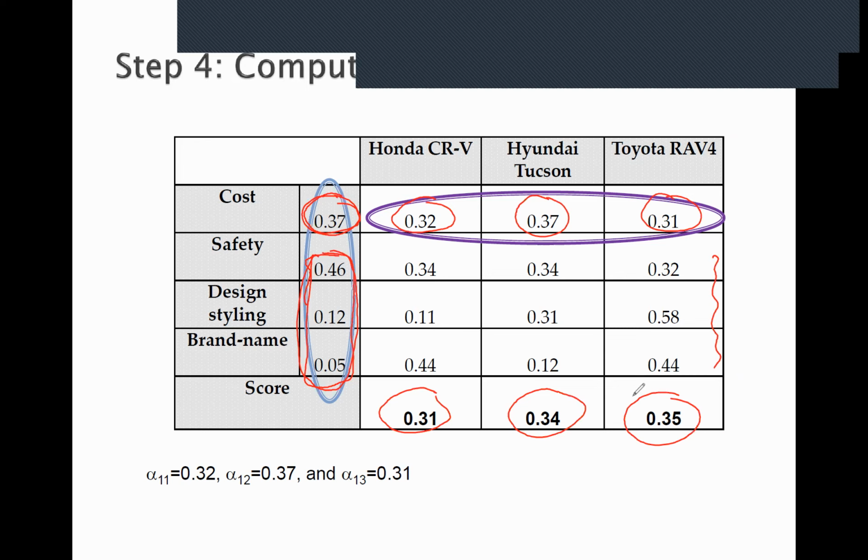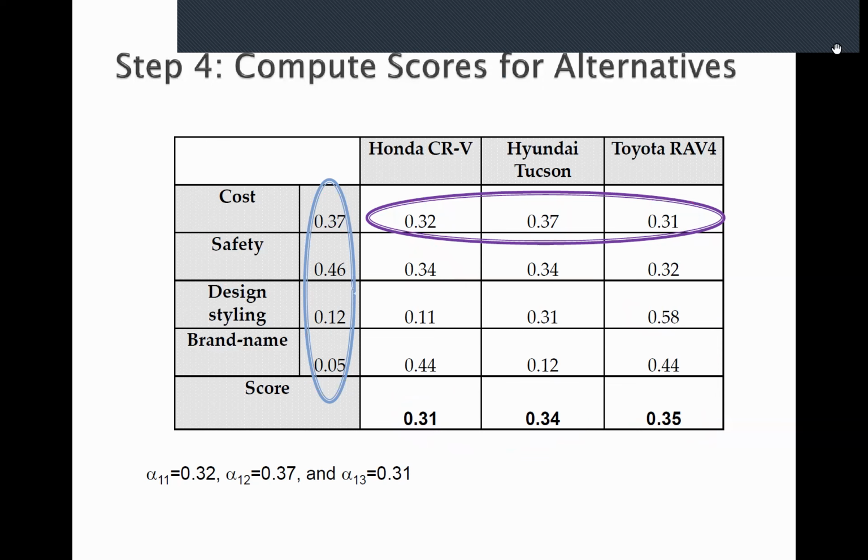Okay, it seems that the Toyota RAV4 beats all other options overall, but in some criteria, for example design styling, Toyota is quite good, while for safety, Honda is better than Toyota. And for brand name, it seems that Hyundai has quite a low score compared with Honda and Toyota. So this is how we make a decision.